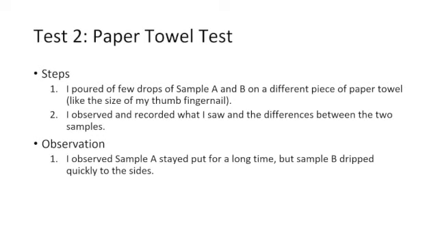In test 2, I call it the paper towel test. I pour a few drops of sample A and B on different pieces of paper towel, and the samples are about the size of my thumb fingernail. I observe and record what I saw and the differences between the two samples. Here are the observation results. I observed sample A stayed put for a long time, but sample B dripped quickly to the side. I also recorded the experiment. Please see the video.